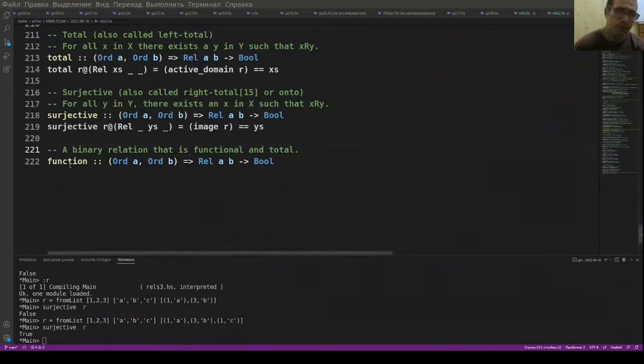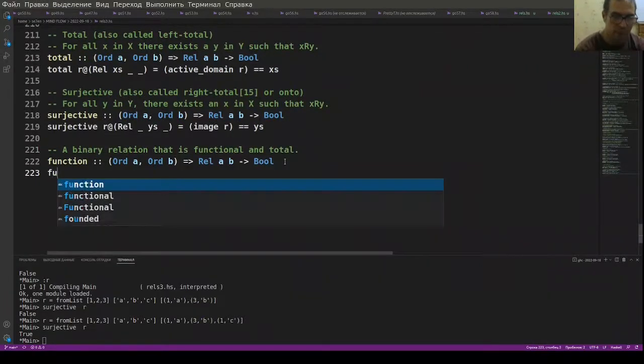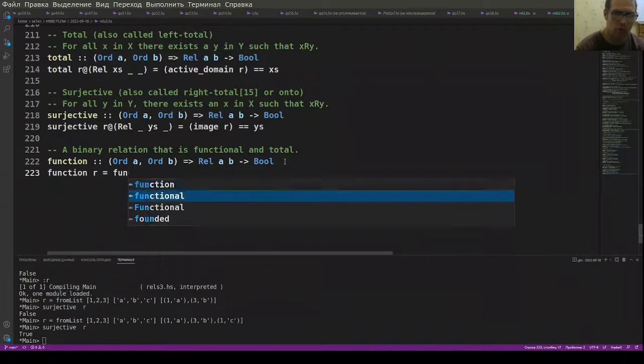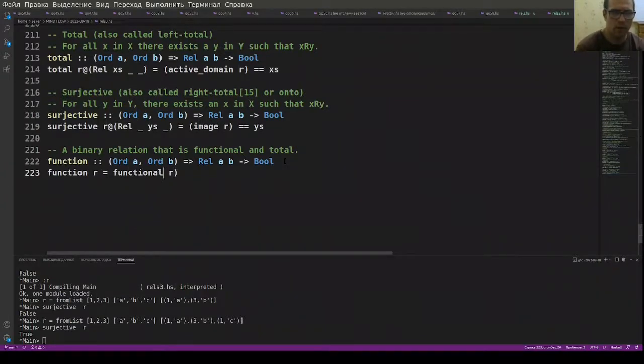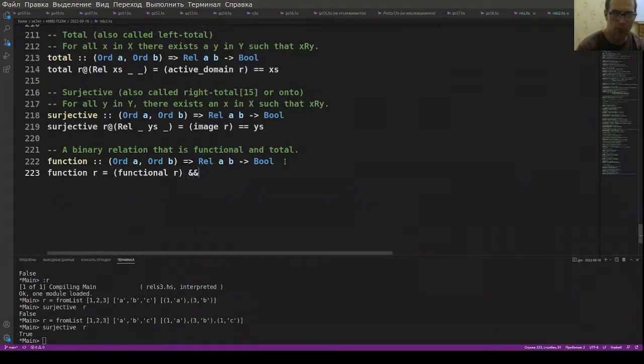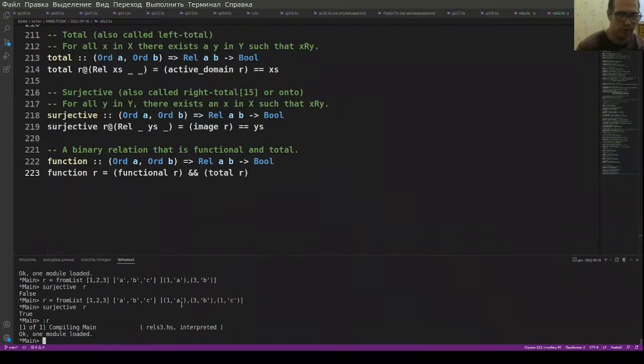Okay, next type is a function. A function is a relation that is functional and also it is total. Okay, this is a function.